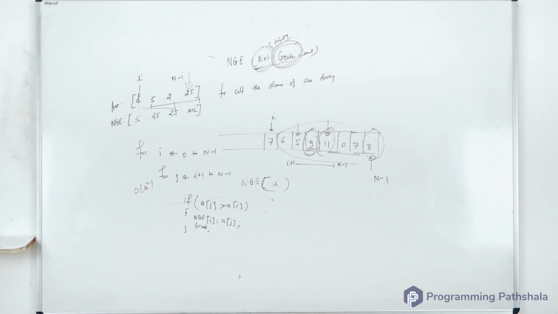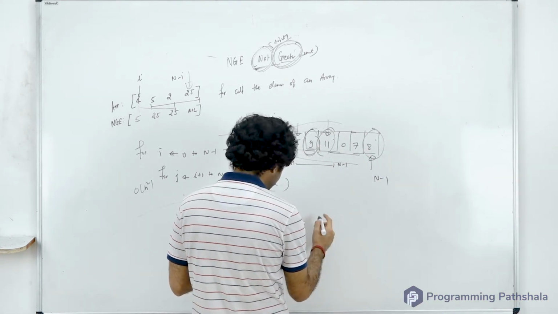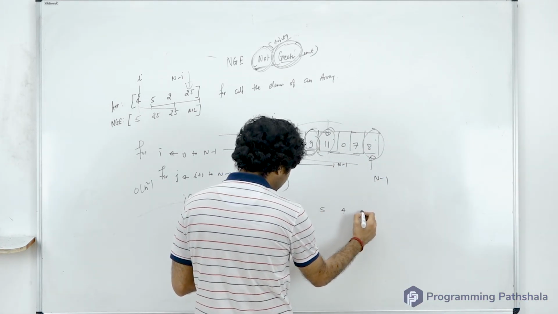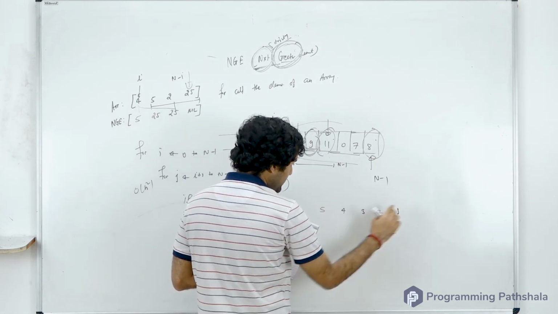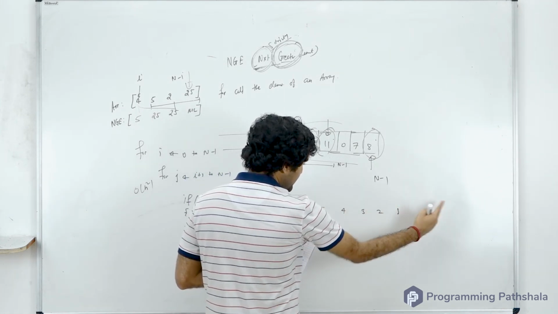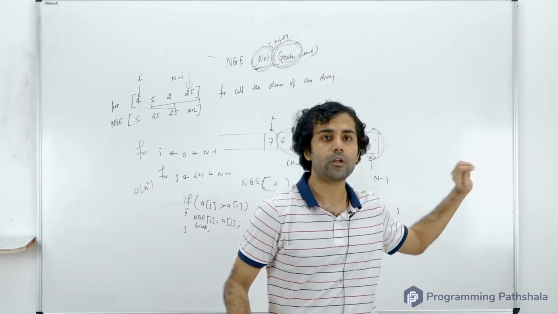Okay, can you think of an array where for every element the NGE is nil? A strictly decreasing array, or even elements can be equal also. So the array should not be increasing at any point. So let's say I have 5, 4, 3, 2, 1. Then NGE of this is nil, nothing in the right is greater, nothing in the right is greater. And can I say that NGE of the last element will always be nil?